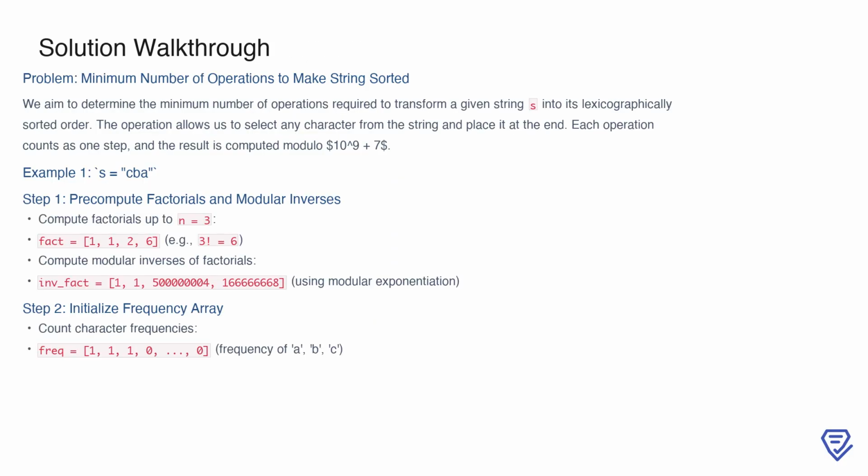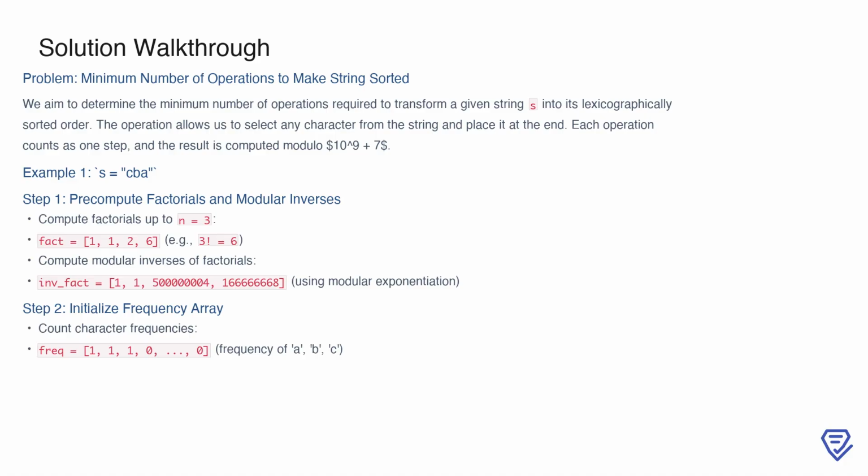The problem we're solving is to find the minimum number of operations required to transform a string into its lexicographically sorted order. The operation involves selecting any character from the string and moving it to the end, with each operation counting as one step. To ensure our result fits within computational limits, we compute modulo 10 to the power of 9 plus 7. Let's start with an example, the string CBA.